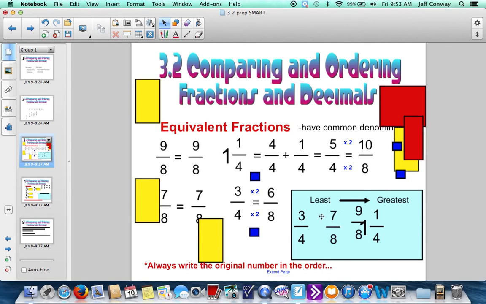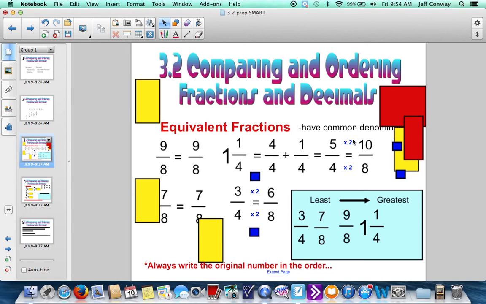So I'm going to put 7/8 next in line. And then the ones that we have left are 9/8 and 10/8. Well, 9/8 is smaller, so that would be next. And the biggest number is 1 1/4, or 10/8, that we made an equivalent fraction for.